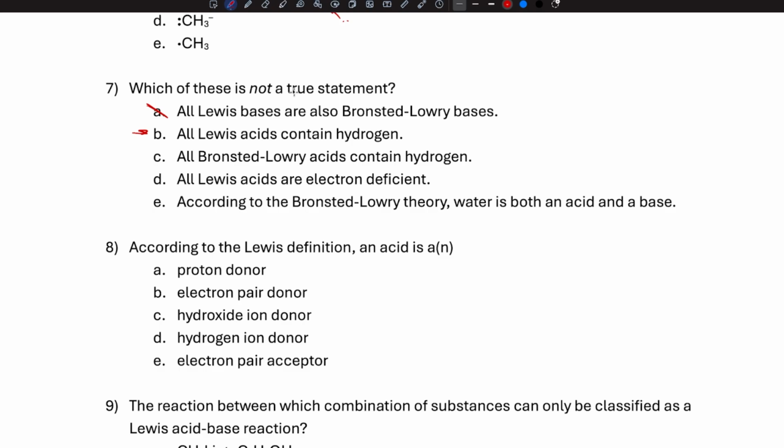All Bronsted-Lowry acids contain hydrogen. It has to be true. The inherent definition of a Bronsted-Lowry acid is that you must be able to donate a hydrogen. If you don't have a hydrogen to donate, you can't be a Bronsted-Lowry acid.